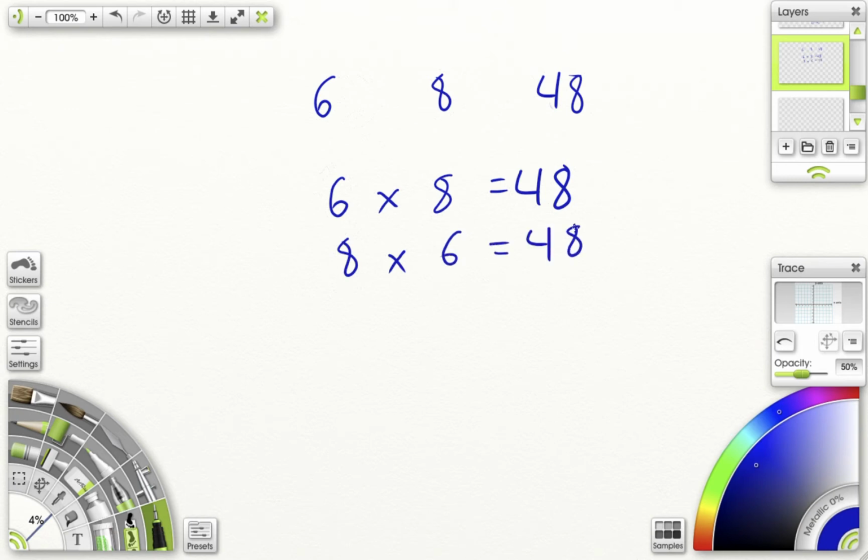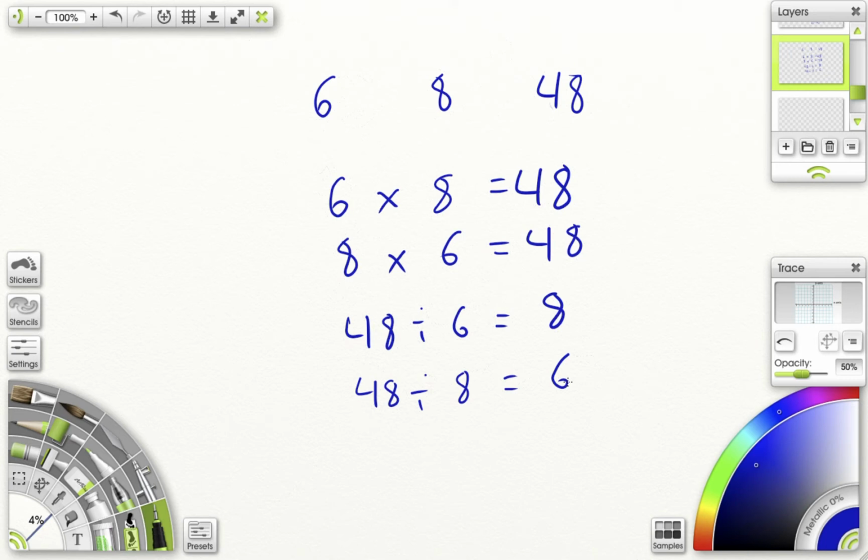And then we also looked at doing division. So if I have 48 and I divide it by 6, that gives me 8. And if I have 48 divided by 8, that will give me 6. So we are able to create all these different multiplication and division solutions and problems based off of just three numbers because they're all related to one another.